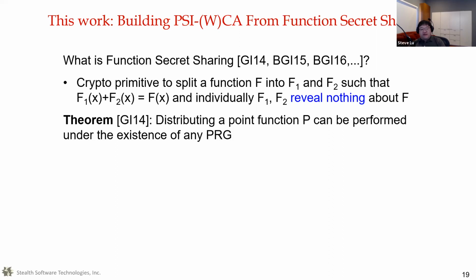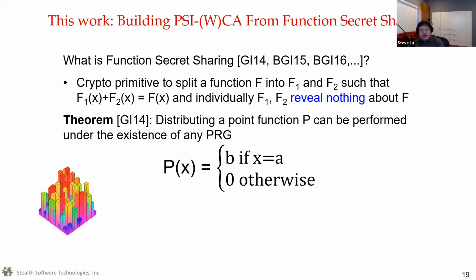And for certain classes of functions, for example point functions, you can actually build this under the existence of any pseudorandom generator. So point functions, let me just draw this out here. It's something that is a value b at some particular point and 0 otherwise. But when you do this sort of splitting, it's not revealed, neither the location nor the height of the point is revealed.